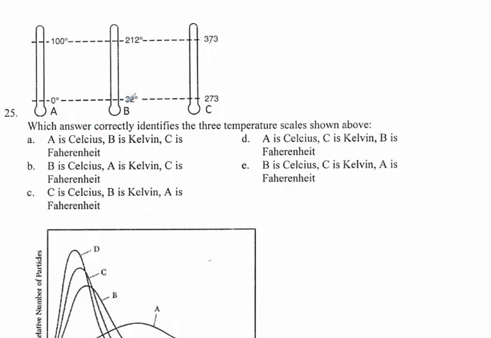So here we have 3 temperature scales. I can tell you right now that A is Celsius, B is Fahrenheit, and C is Kelvin. So A is, which one would that be? A is Celsius, C is Kelvin, and B is Fahrenheit. Looks like the answer is D.